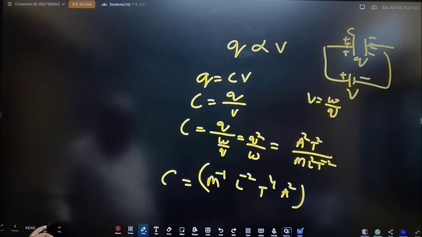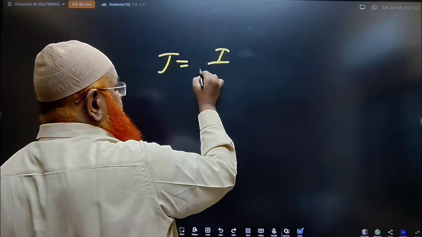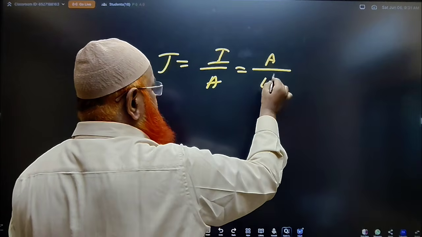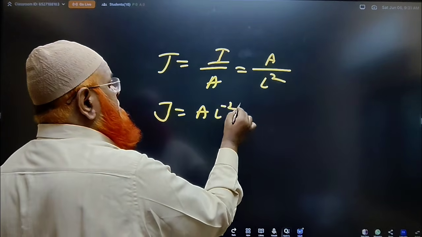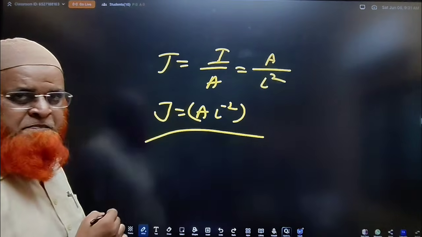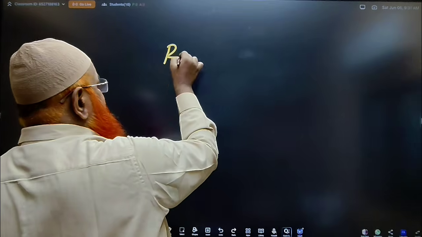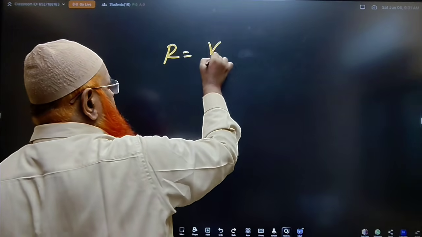Next. Current density. Current density means current passing per unit area, where current is given in ampere and area means L square. So therefore J is equal to A L power minus 2 is the formula. Okay. Next. Resistance. Resistance is nothing but V by I.